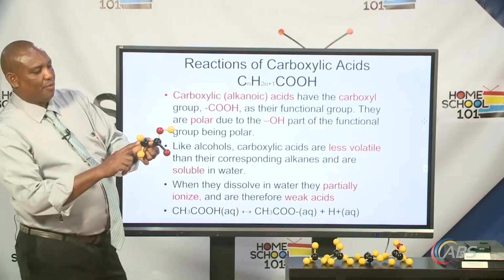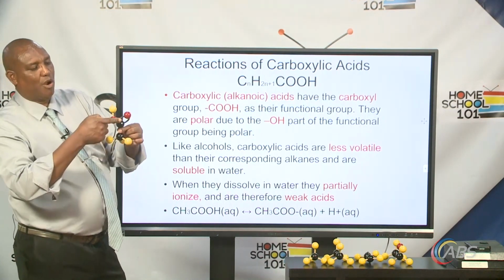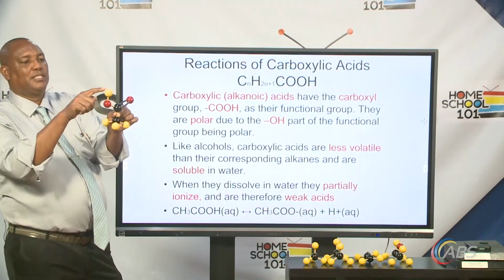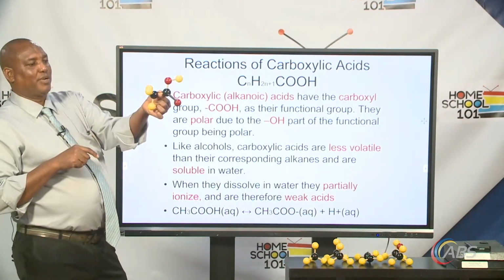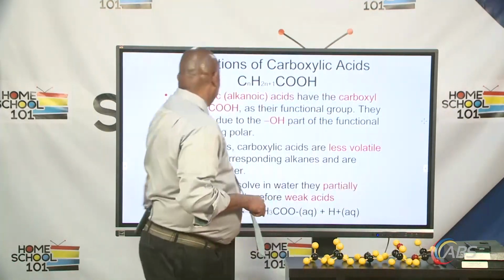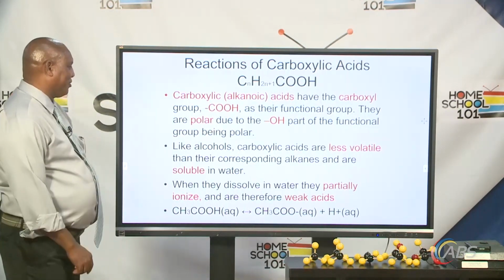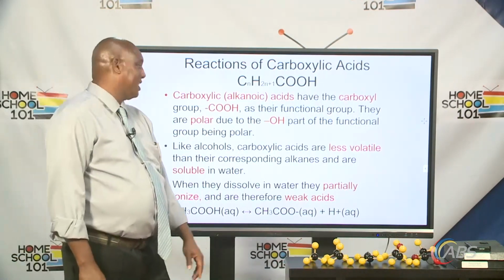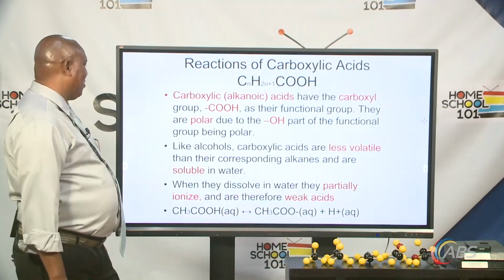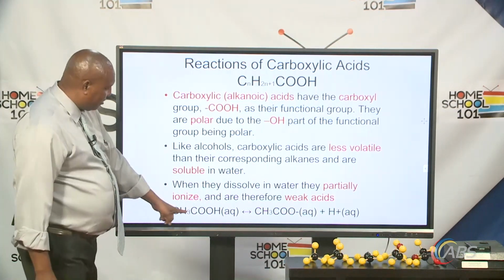Ethanoic acid, 1 carbon, 3 hydrogens. Second carbon, doubly bonded to oxygen, singly bonded to oxygen, singly bonded to hydrogen. Okay, CH3COOH. So they're polar due to the OH part of the molecule. Like alcohols, the carboxylic acids are less volatile than their corresponding alkanes. They're soluble in water. When they dissolve in water, they partially ionize, and this is how they split up.